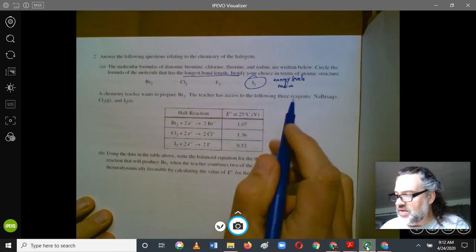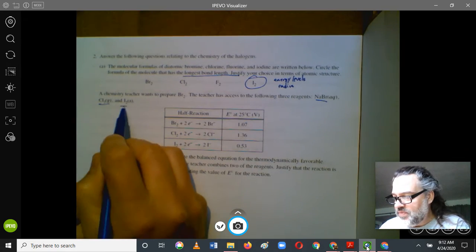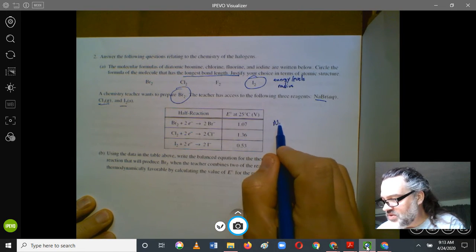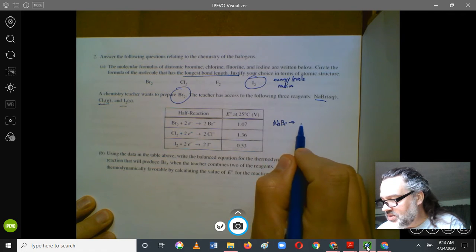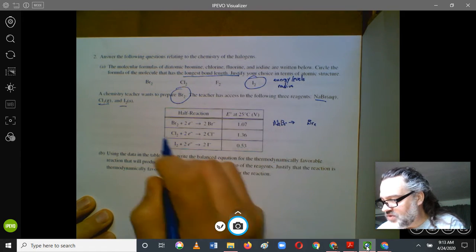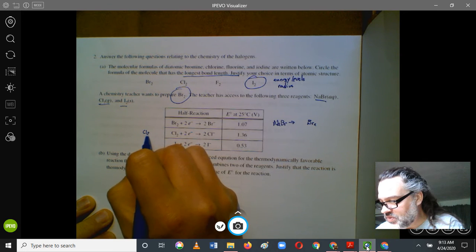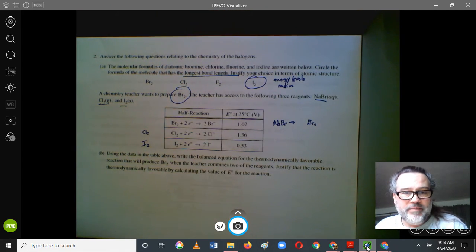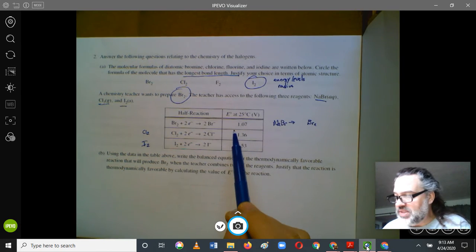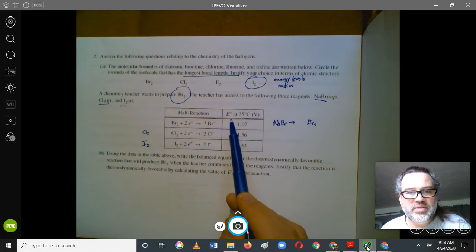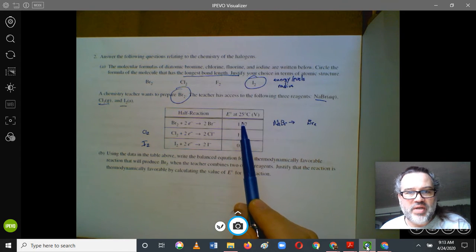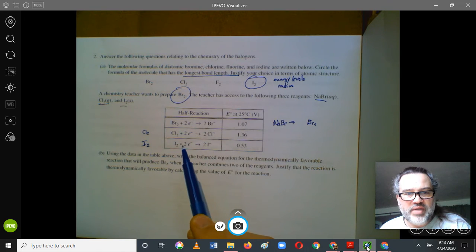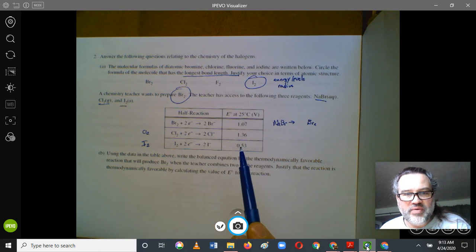The idea is that you have three substances, and what you want to do is make this. So you want to do a reaction where you turn NaBr into somehow Br2. And you have two possible reagents, Cl2 and I2. And we know something about how spontaneous it is with this number. This is the electromotive force that it has. And we see that chlorine has more electromotive force and iodine has less electromotive force.